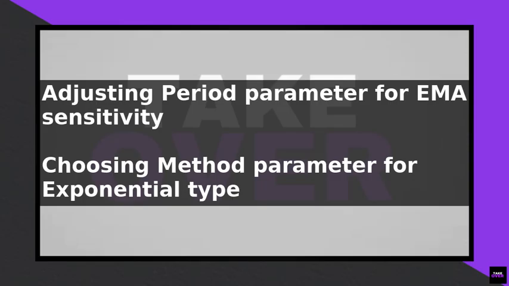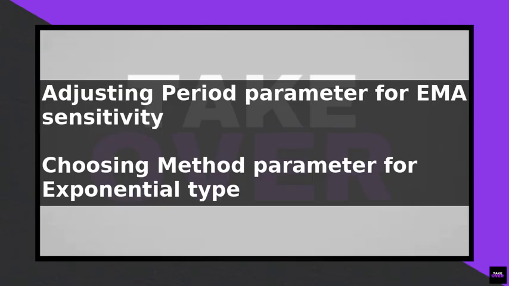The Apply to parameter allows you to choose the price data that the EMA will be based on, such as close, open, high, or low. Once you have set the parameters, click the OK button to add the EMA line to your chart. The EMA line will be displayed on the chart, and you can use it to identify trends and potential trading opportunities. You can also adjust the color and style of the EMA line by right-clicking on it and selecting Properties.